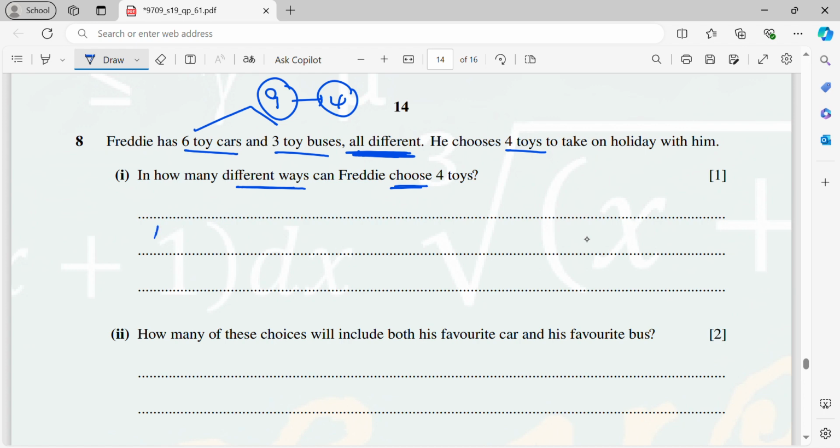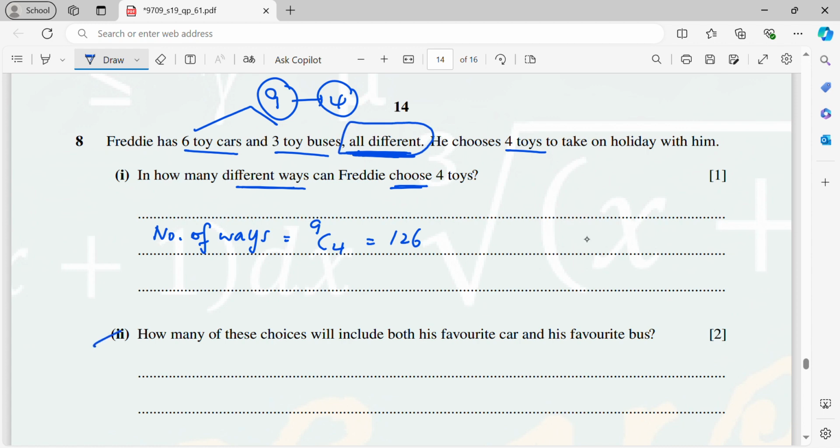So therefore, the number of ways, basically the number of selections, will be 9 choose 4. Then you will be getting 126. Okay, so we can use the combination C when you are given all different objects.